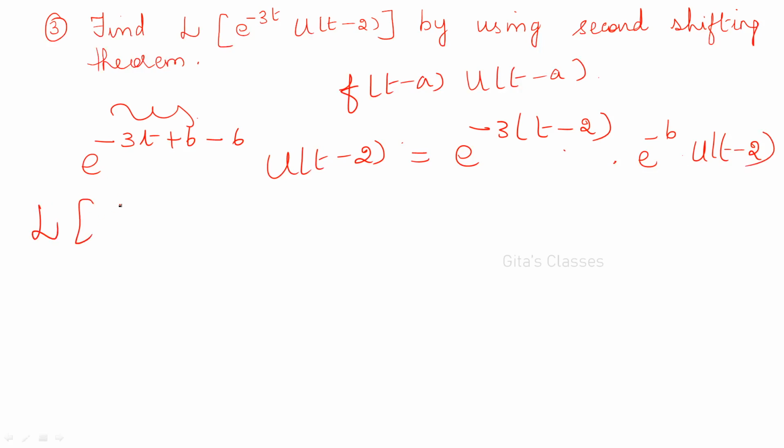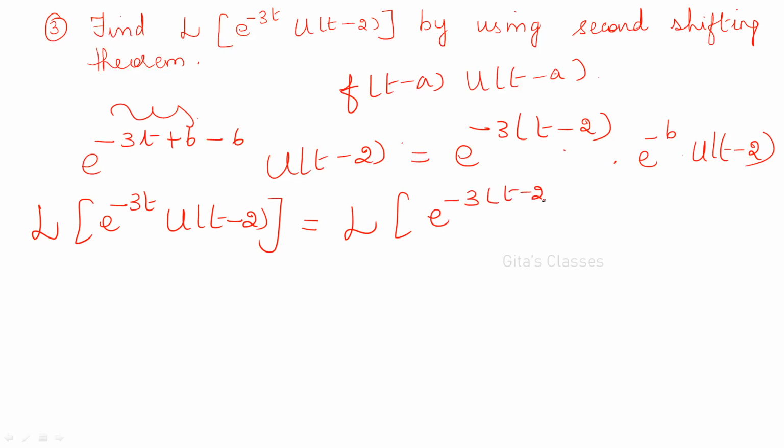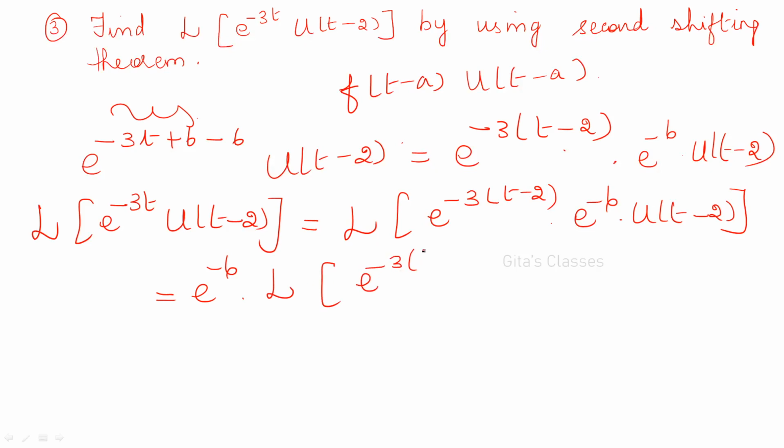So L of, you want to find out the Laplace transform of e power minus 3t into u of t minus 2, is equal to e power minus 6 into L of, you write all these things, e power minus 3 into t minus 2, into u of t minus 2. So I can take this e power minus 6 outside because it is just a number. So L of e power minus 3 into t minus 2 into u of t minus 2.